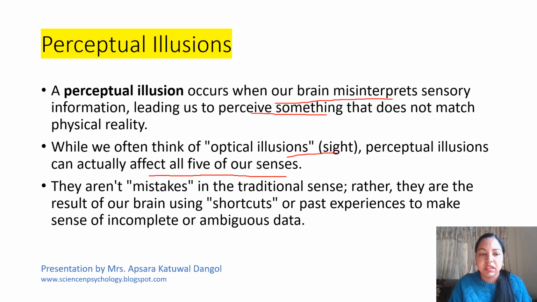While we often think of optical illusions like sight, perceptual illusions can actually affect all of our five senses. They are not mistakes in the traditional sense; rather, they are the result of our brain using shortcuts or past experience to make sense of incomplete or ambiguous data. As we have also learned in perceptual organization, our brain tries to understand things in a simple manner, though it is complex data. So perceptual illusion happens not just because we are misinterpreting sensory information, but also because it doesn't match with the physical reality.